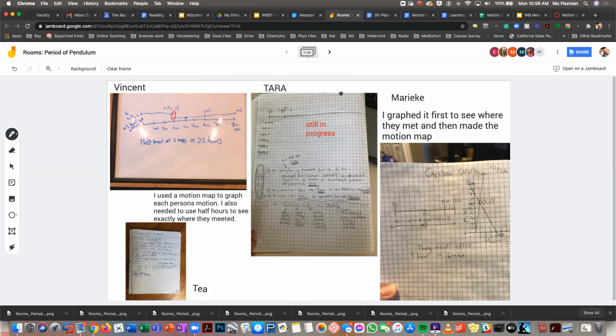Did anybody have a completely different way of thinking about this problem? Some people started with motion maps, some people started with equations, some people started with the graphs. Did anybody think of a completely new way of thinking about the problem? Something that we haven't talked about?